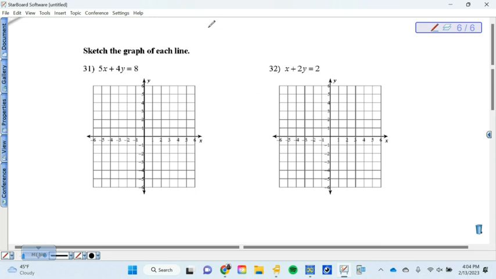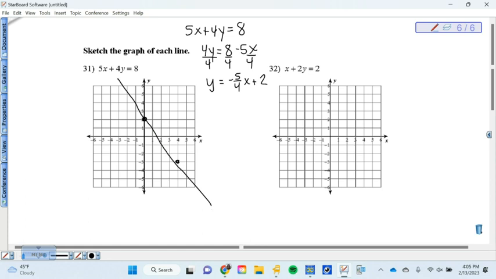So if I convert that, I get rid of that 5x. So 4y equals 8 minus 5x. Divide by 4, divide by 4, divide by 4. So y equals negative 5/4 x plus 2. So I go to 2, and then I go down 5 over 4, and I draw my line. And that's all I have to do when I'm graphing an equation.